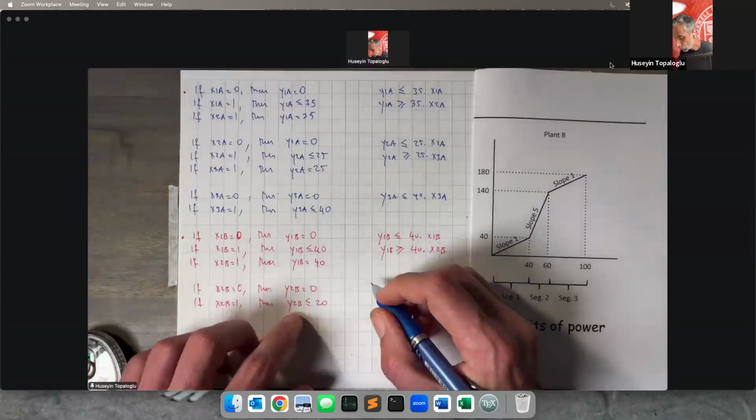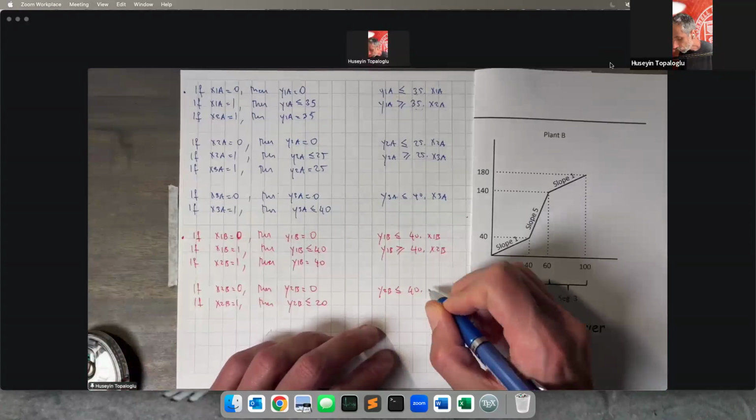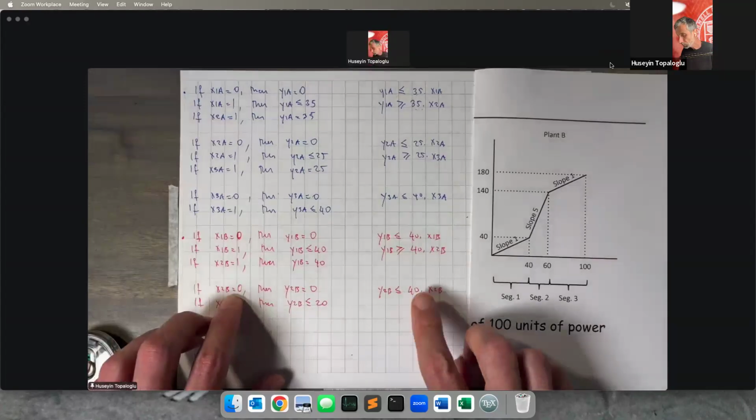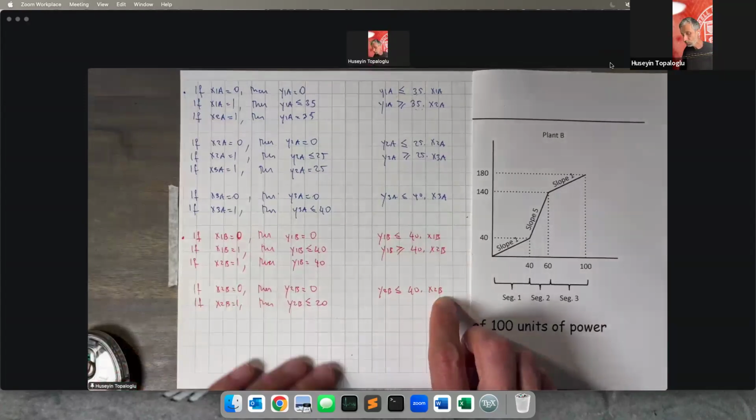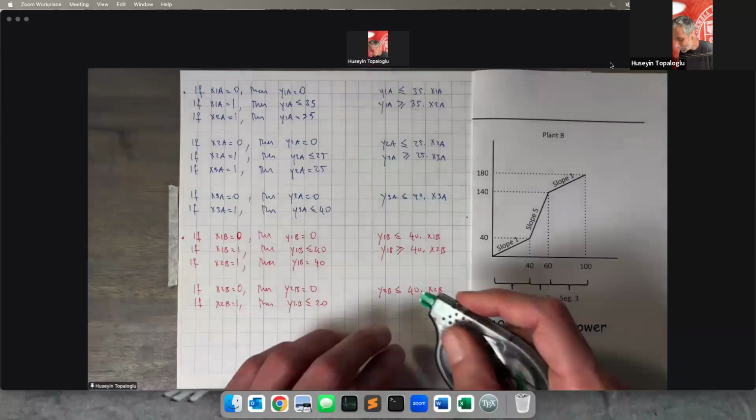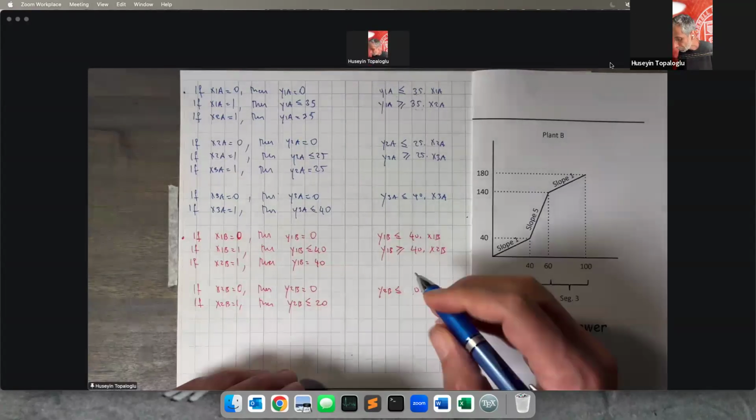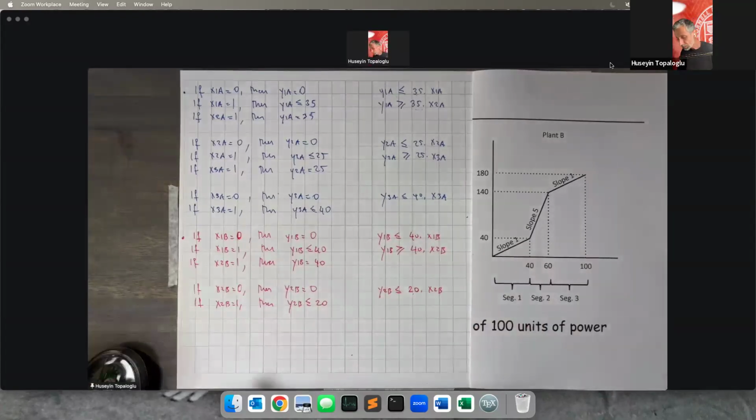So we're going to capture these two relationships by saying y2b is less than or equal to 40 times x2b. If x2b is equal to 0, y2b is going to snap to 0. If x2b is equal to 1, y2b is going to be at most 20, not 40. Okay, good. And what else?